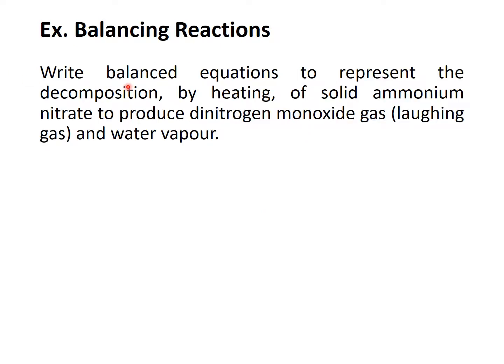Here we're asked to write the balanced chemical reaction resulting from the decomposition of solid ammonium nitrate, which produces dinitrogen monoxide and water vapor. Now, here we're given both the reactant and the products. However, in order to solve the problem, we're going to need the chemical formulas of these. So you might remember that ammonium has the formula NH4+, and nitrate has the chemical formula NO3-. Putting these together gives us the chemical formula for ammonium nitrate, which is NH4NO3.